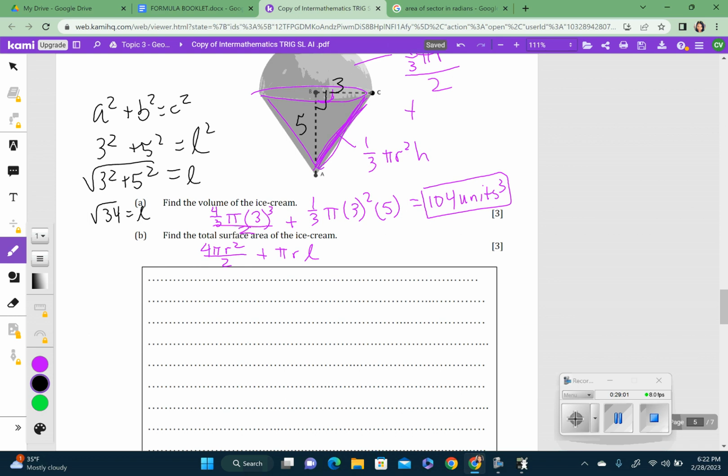So all I'm doing is plugging numbers in. I have 4 times pi times our radius, which is 3 squared, and I'm going to divide this whole thing by 2. Then I'm going to add to it pi times our radius, which again is 3, and we just found that our L is the square root of 34. Plug all of that into the calculator, and you get that the total surface area is 112. And since it's surface area, it's units squared. Okay, 112 units squared. Good. All right. The next question.